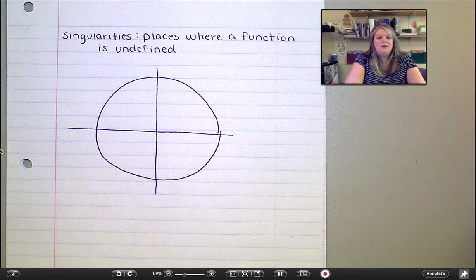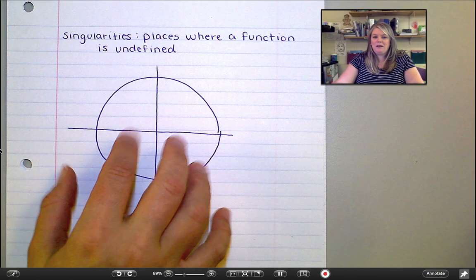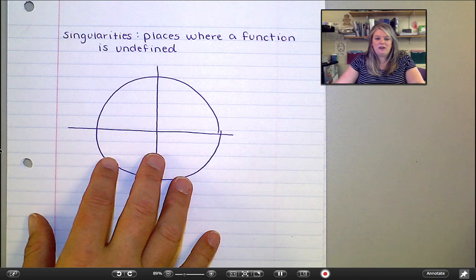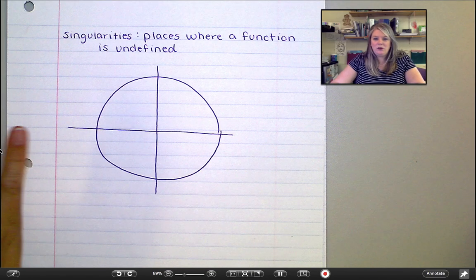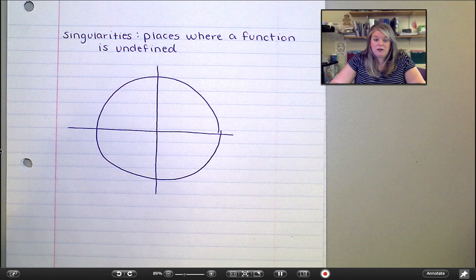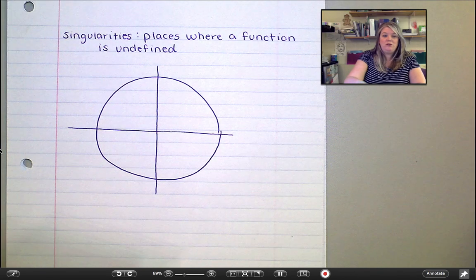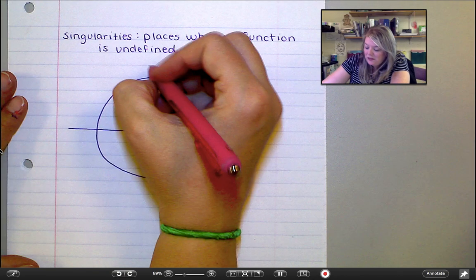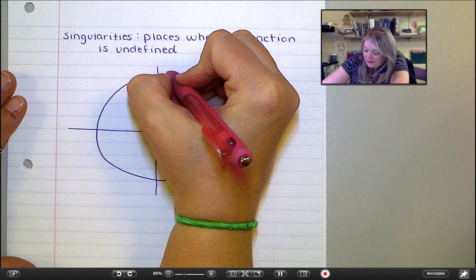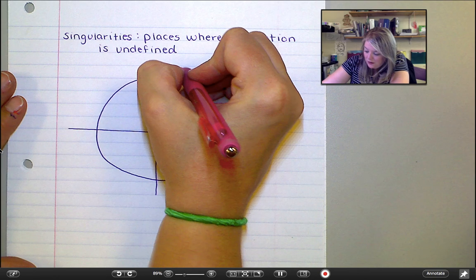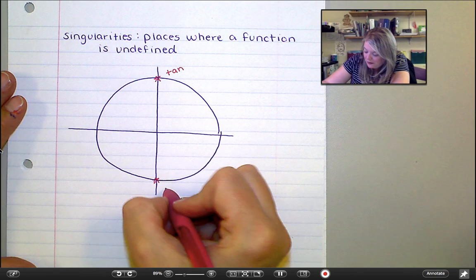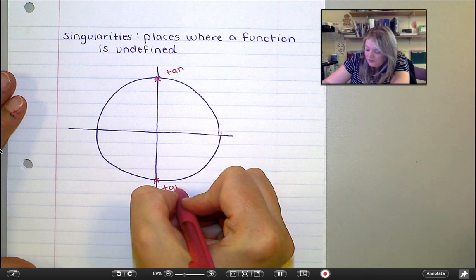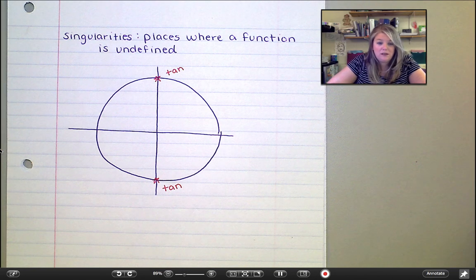Okay? So if I'm thinking about the unit circle and I'm thinking about where things are undefined, sine and cosine don't cause us any trouble anywhere. Okay, sine and cosine are never undefined. The first one we've run into that is undefined is the tangent, okay? And tangent is undefined at the top here and at the bottom. So really what we're marking on this picture is where these different trig functions are going to be undefined, okay? So tangent is undefined top and bottom.